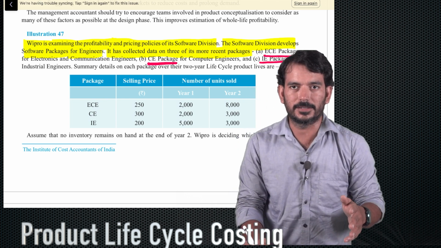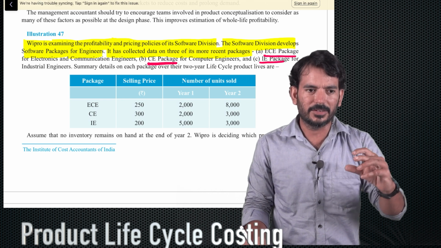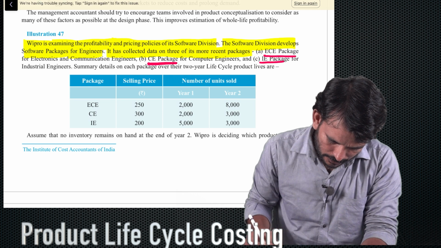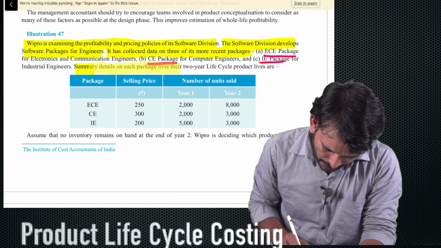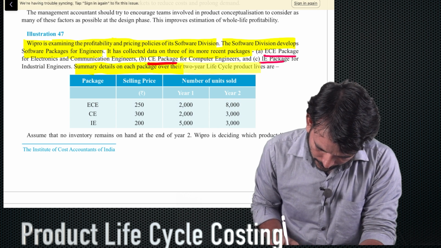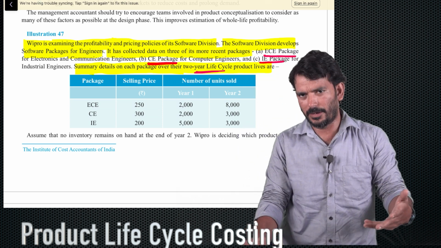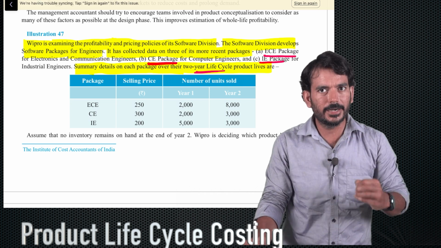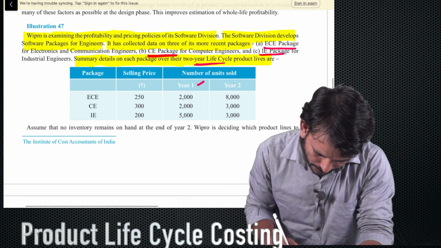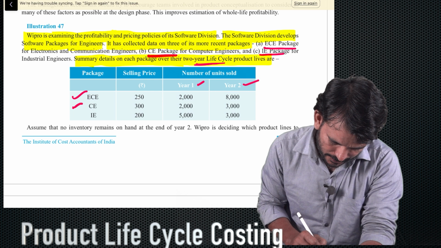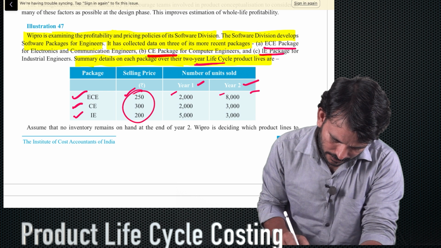Whatever it may be, we are not concerned about it being a cost accountant. We are concerned that there is a company which has a division, and that the division has 3 different types of software. So that is what we understood so far. Summary details on each package over their 2-year life cycle product lives are given. Okay, so they are mentioning the profitability on everything relating to 2 years. But as I already said, when we are doing product life cycle costing, we will sum up everything. So year number 1, year number 2 separately given, ECE, CE, IE, what is the selling price, how many units they will be making the sale. Okay, this is a selling price, these are the number of units.